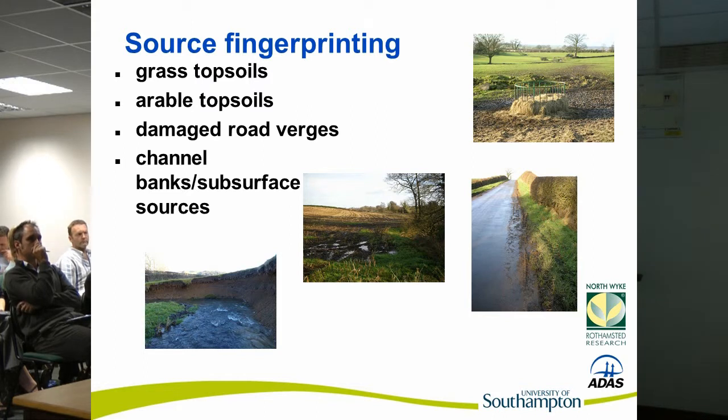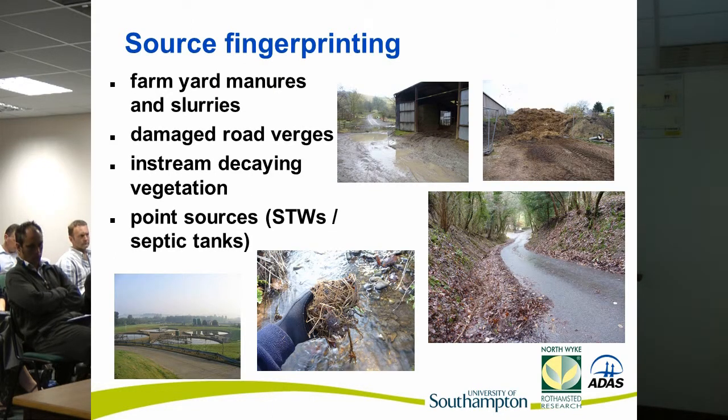In terms of the source fingerprinting work we're undertaking, in sourcing those mineralogenic fine clays we're considering a number of catchment sources. We've got the grassland topsoils, cultivated topsoils, and damaged or cut up road verges. We've also got channel banks and subsurface sources, so incised tracks, ditches, those sorts of features in the landscape. For this, we're using fallout radionuclides, and that laboratory program is still running. The count times for the individual samples are typically 2 days each, so those samples are still passing through the laboratory, and I'm not talking about this element of the work during this particular presentation.